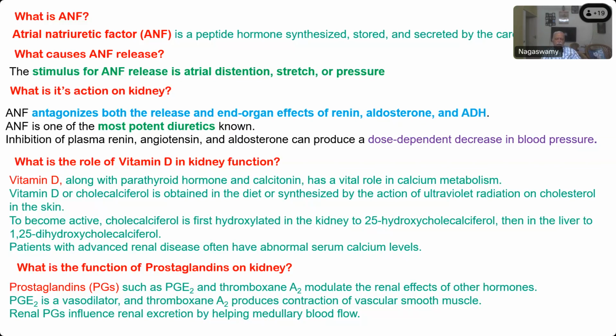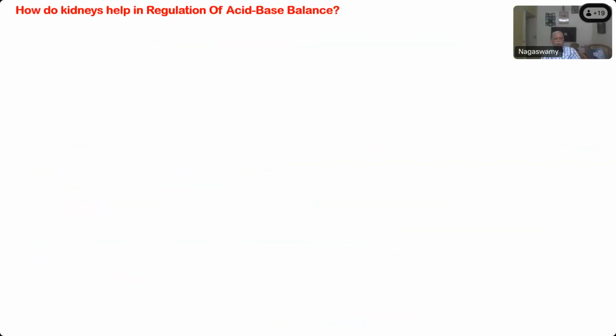So these are the two effects which you have to remember for NSAIDs. One is the kidney effect and another is the stomach effect, or the effect on the gastrointestinal system. Now the next function commonly asked is, how do kidneys help in regulation of acid-base balance? This is another common theory question asked in the examination. After the urine formation physiology, the next frequently asked question is how do kidneys help in the regulation of acid-base balance?